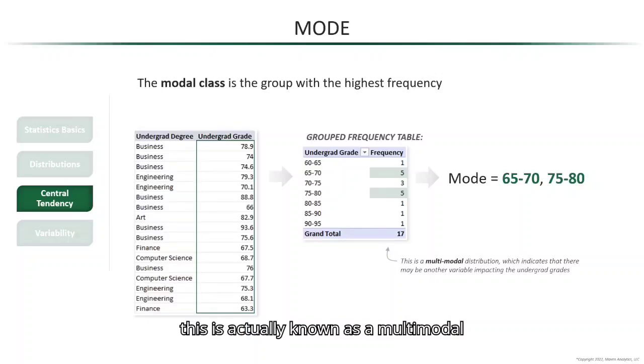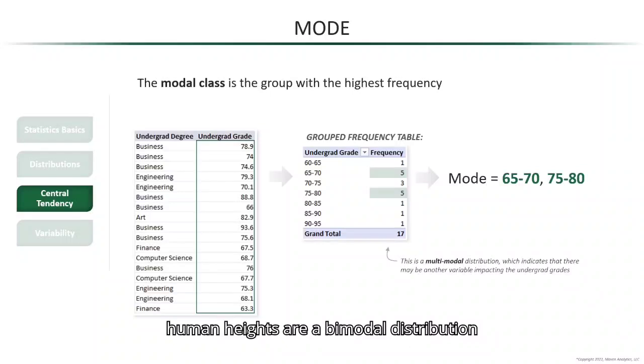And this is actually known as a multimodal distribution, or a bimodal distribution in this case, since we have two modes. And visually, you can think of it as a histogram that shows two or more separate humps. Now, I'm not going to go into it in depth here, but a multimodal distribution is usually a good indicator that there may be another variable that's impacting those numbers that you're visualizing.